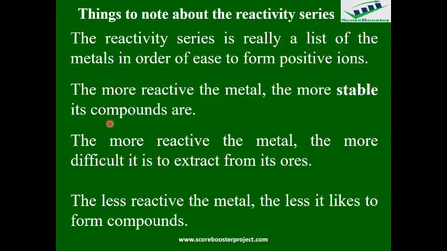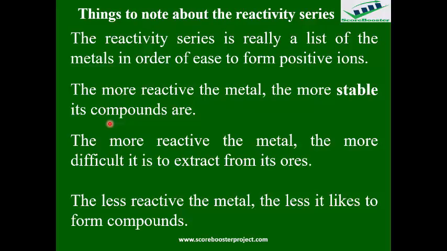So, some things to know about the reactivity series. Let's take them one after the other. The first one is that the reactivity series is really a list of metals in order of their ease to form positive ions. A positive ion means the metal has lost an electron. So if you want to know the reactivity of a metal, you test how readily it can lose electrons. If it loses electrons readily, that means it is a very reactive metal.